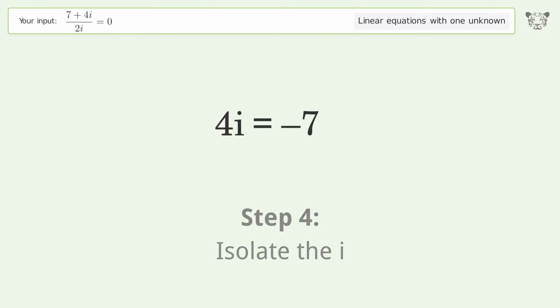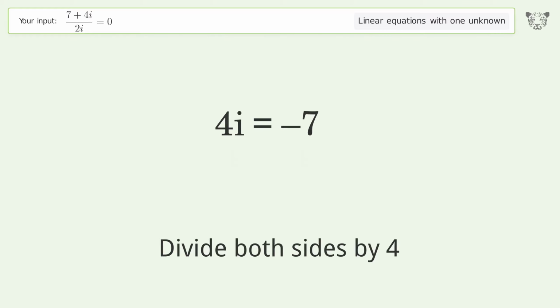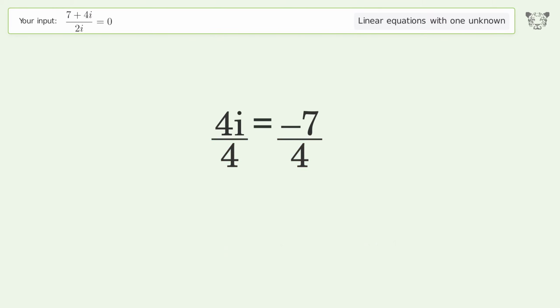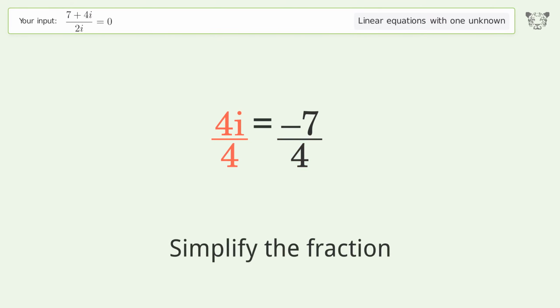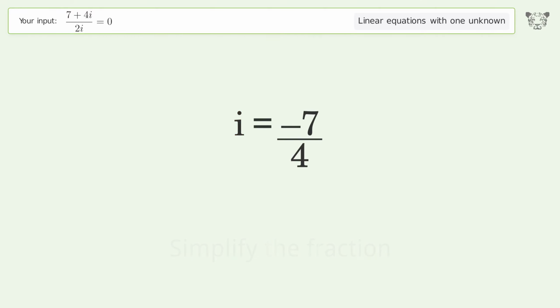Isolate the I. Divide both sides by 4. Simplify the fraction. And so the final result is I equals -7/4.